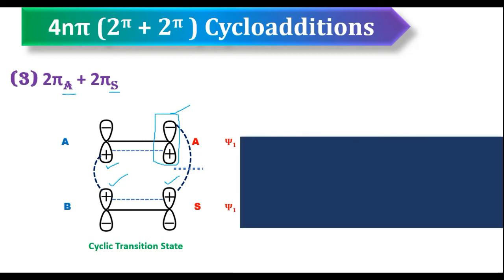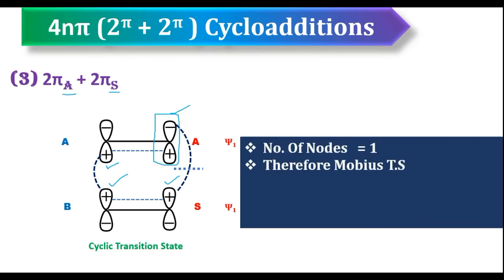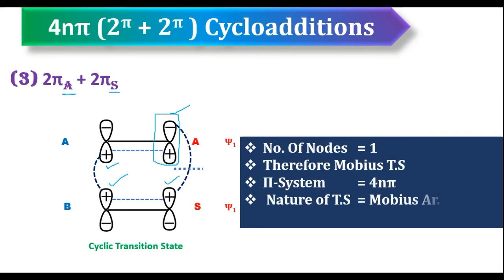So the number of nodes is 1, an odd number, a Mobius transition state, and the pi electrons are 4n pi. For Mobius, 4n pi is aromatic, therefore the transition state is a Mobius aromatic transition state. When an aromatic transition state is present, that is allowed under thermal condition.